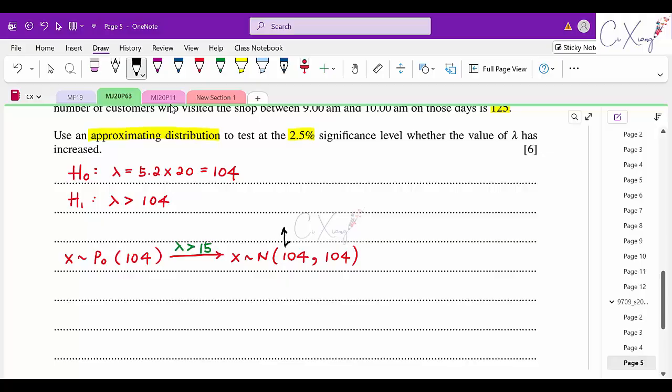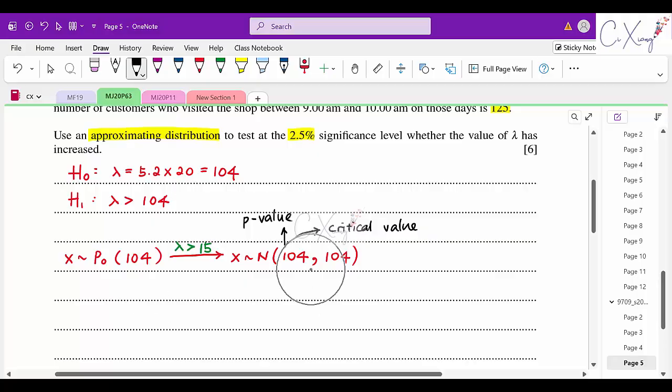Some students will ask, after I change to a normal distribution, what is the next step for me to carry out the test? In short, you have two possible methods to carry out the test. You can use the p-value approach or you can use the critical value approach. For the original Poisson test, you have to use the p-value only.